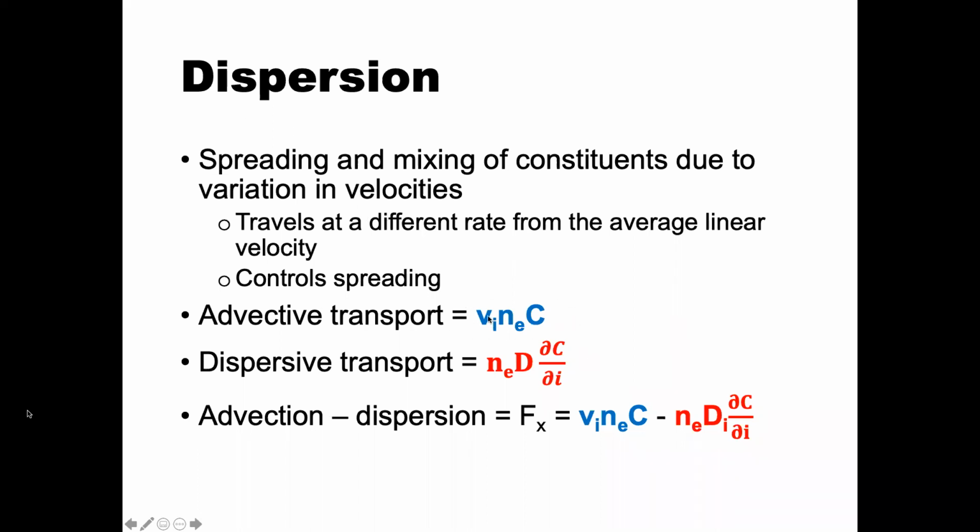So here we have our advective transport, which is going to be our average linear velocity multiplied by our effective porosity times that concentration. That's what we have here. And then we have our dispersive transport, which is again our effective porosity, our dispersivity now, and the change in the concentration over some change in our i direction, in our velocity direction, or in the velocity term that we have. So we have advection minus dispersion. And so our flux here is going to be equal to our advective component minus our dispersive component.